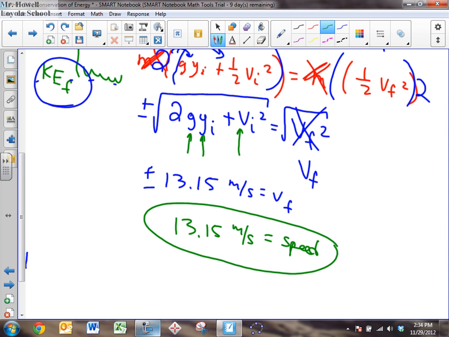So on your midterm, you're going to be given questions that can be solved either using kinematics, which we did in chapter 3 with projectile motion, or using energy. If you have an option, I would choose energy. Energy is usually easier.